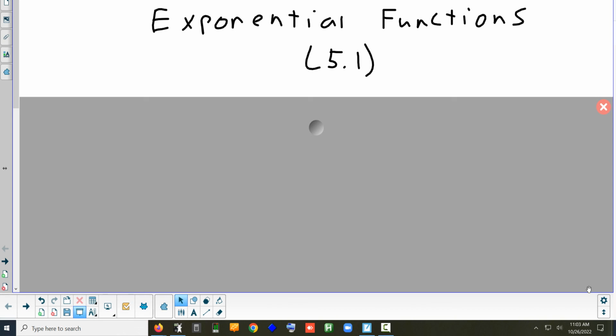So the second section we're going to take a look at this week, 5.1, is on exponentials. This is also the last chapter that we do that's really the first part of this class. So this will finish up the algebra part of it, and then chapter 6 will be starting trig.